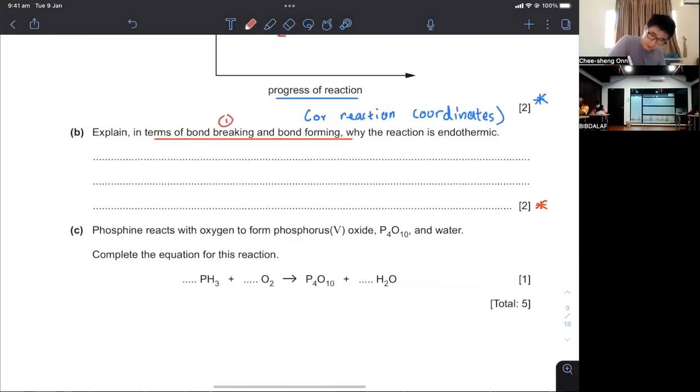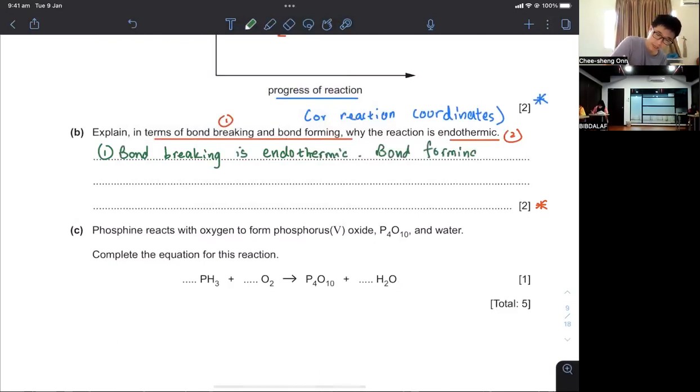So your first point really is you must know that bond breaking, the process of breaking covalent bonds or any bond, is endothermic. You must absorb energy to break bonds. No question asked. When you want to break bonds, you must absorb energy. And the other one is the opposite way around. Bond forming or bond making is exothermic.